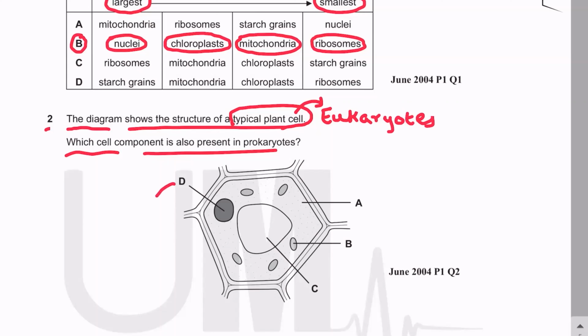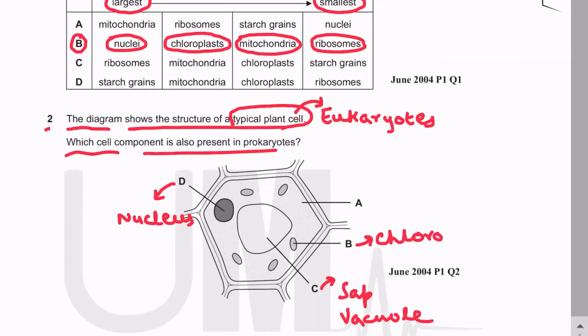So D is the nucleus, and nucleus is not found in the prokaryotes. It's only found in the eukaryotes. C is the sap vacuole. It's found in the eukaryotes only. What about B? B is the chloroplast, found in eukaryotes only, the plant cells, whereas A is the cytoplasm, which is found in the eukaryotes and prokaryotes.